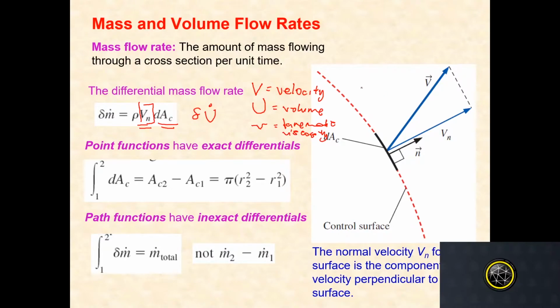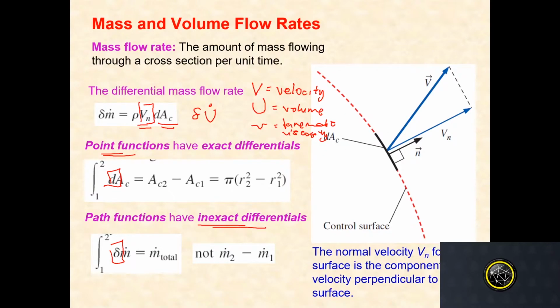These point functions have exact differentials. This just explains the difference between the terms. This d is used for point functions, which are properties, and it has exact differentials. This delta is used for path functions, and it has inexact differentials. An example of other quantities that use these path functions is heat, other than mass transfer.